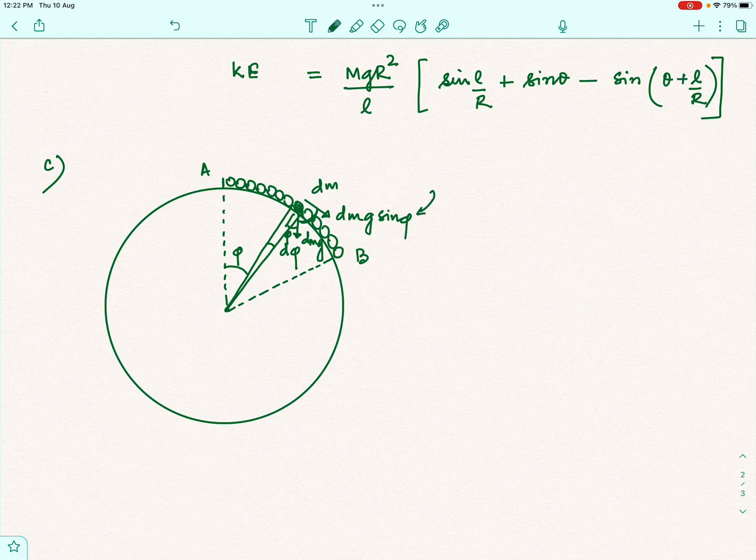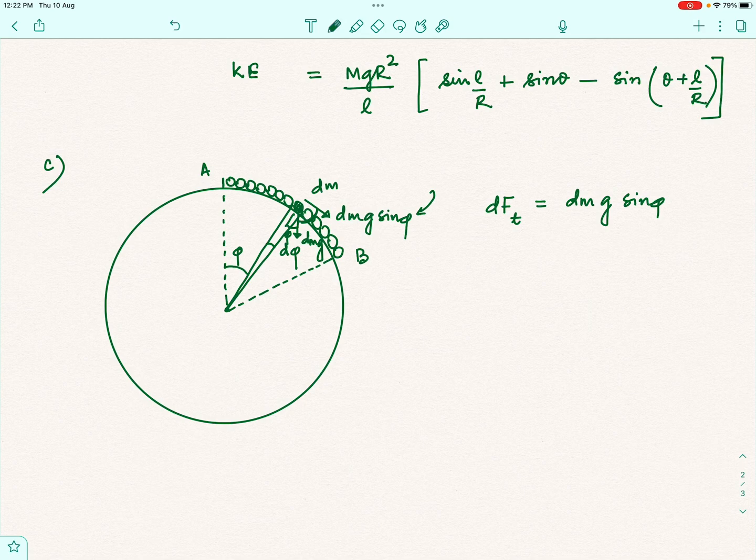And the same thing will happen with all the other particles of the chain throughout. See that as we move along the length of the chain, the angle phi changes and hence the component dmg sine phi also changes. So, if we write a small tangential force dF along the tangential direction of this portion of the chain as dm into g into sine phi, can we say that we can find out the total tangential force and hence the net tangential acceleration by integrating the tangential force?